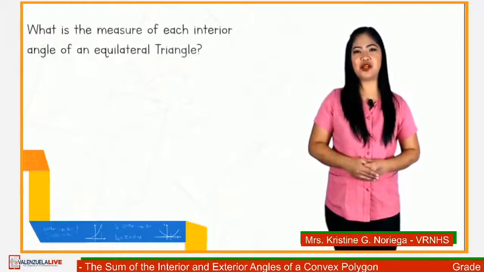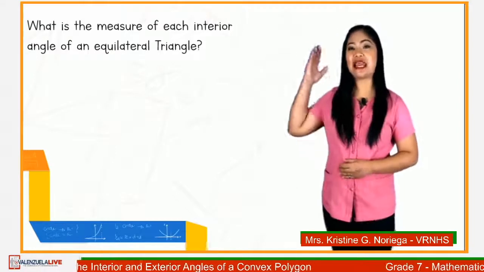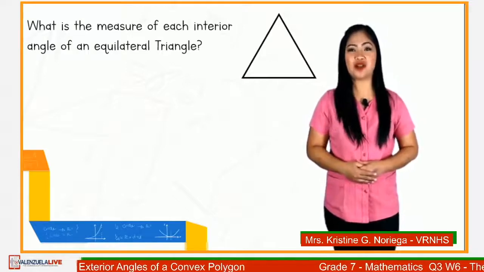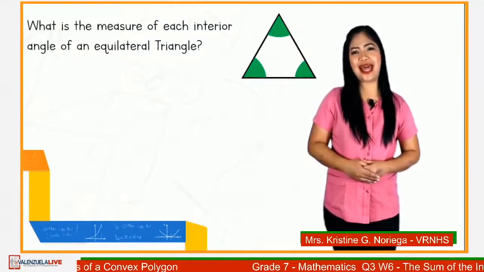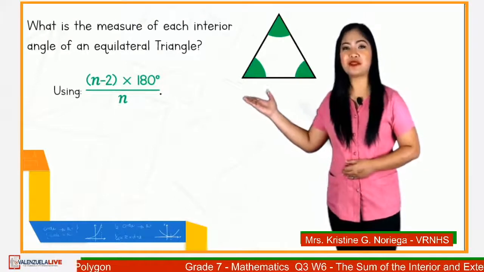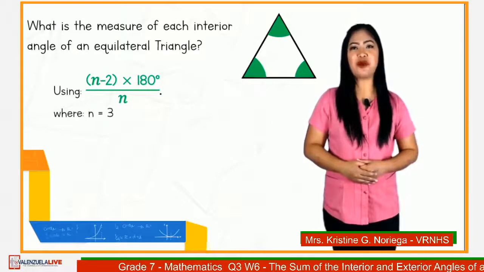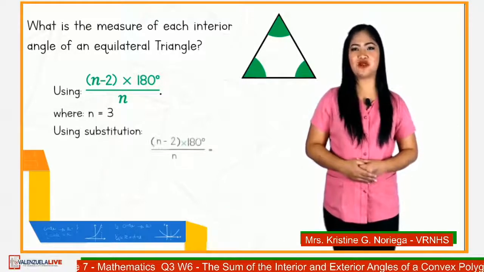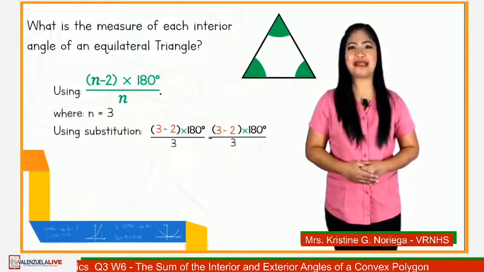Let us say, for example, you are asked what is the measure of each interior angle of an equilateral triangle. If a triangle is equilateral, it also denotes that it is equiangular. Thus, an equilateral triangle is a regular polygon. Using (n minus 2) times 180 degrees all over n, where n, or the number of sides, is equal to 3, we will substitute 3 to n, which will give us (3 minus 2) times 180 degrees all over 3.